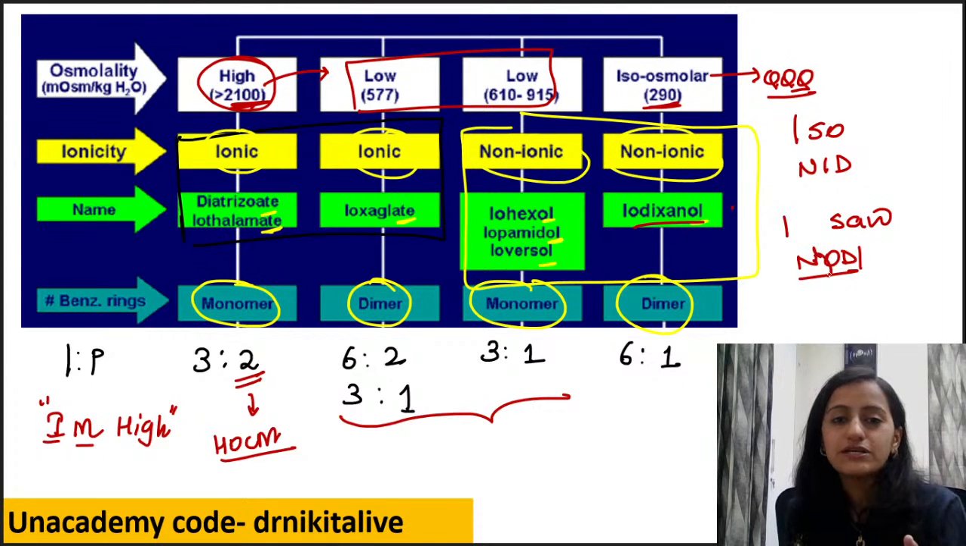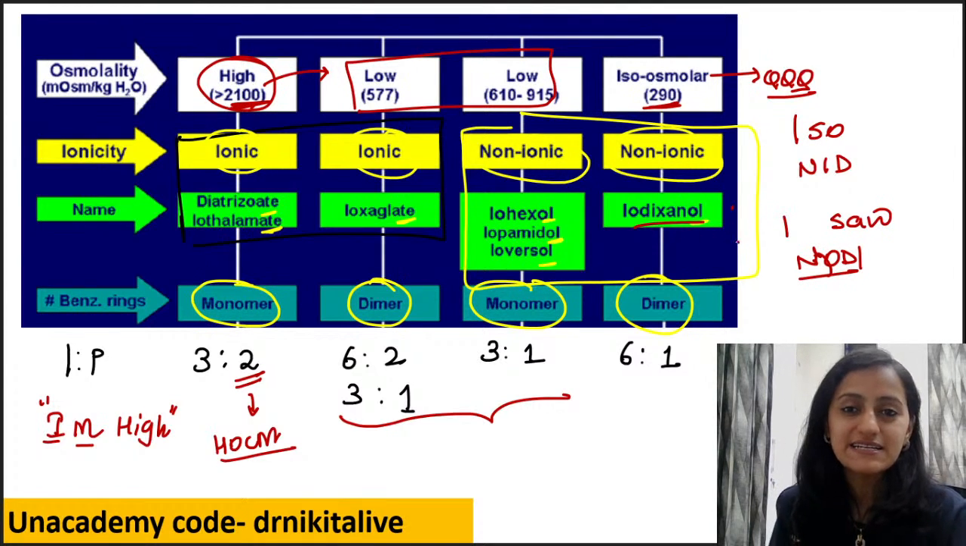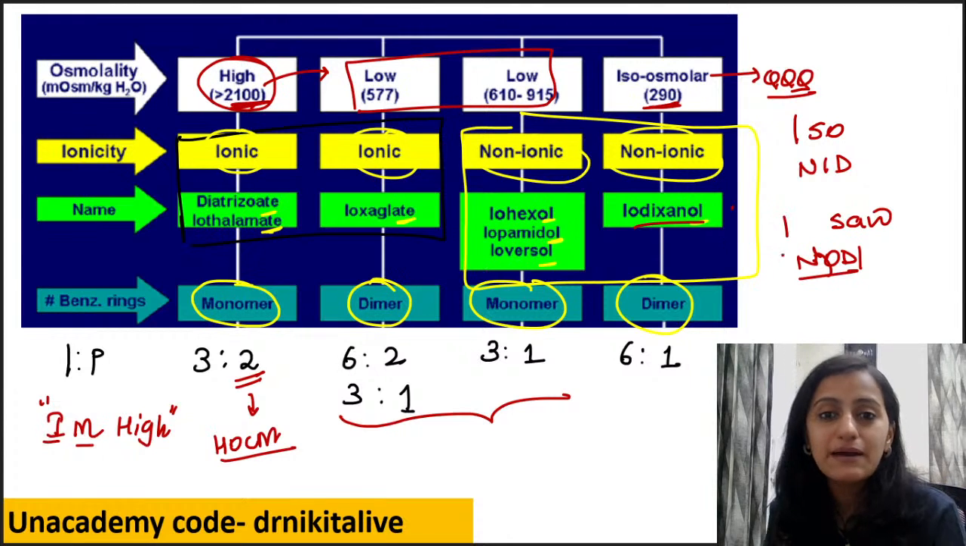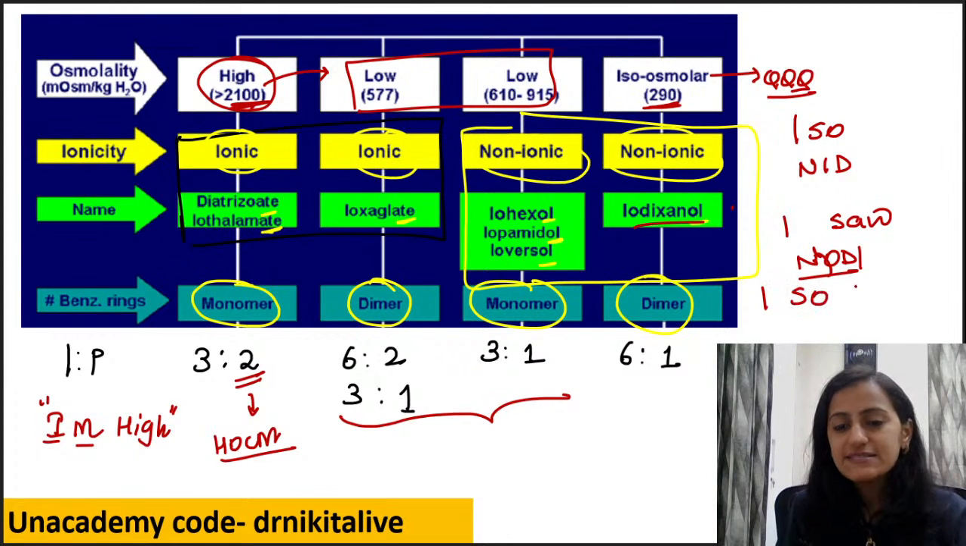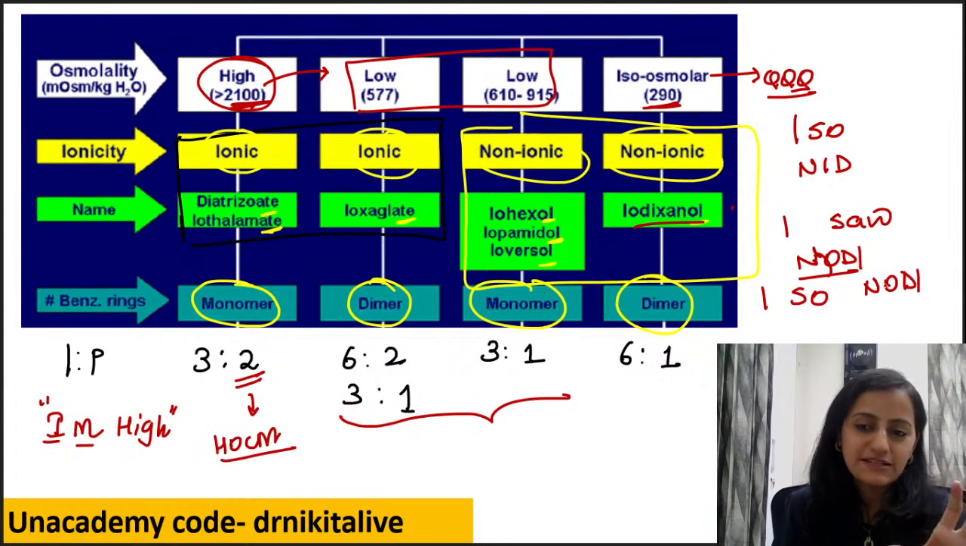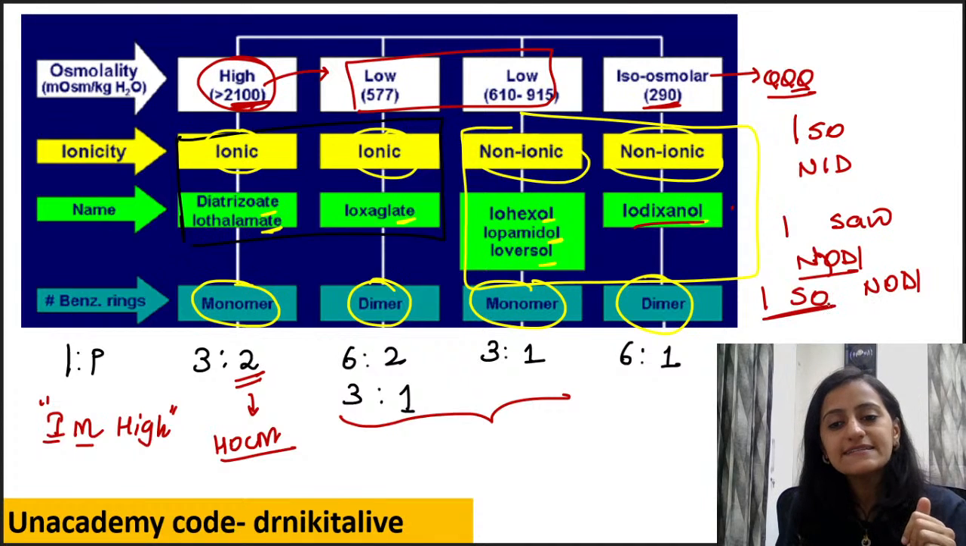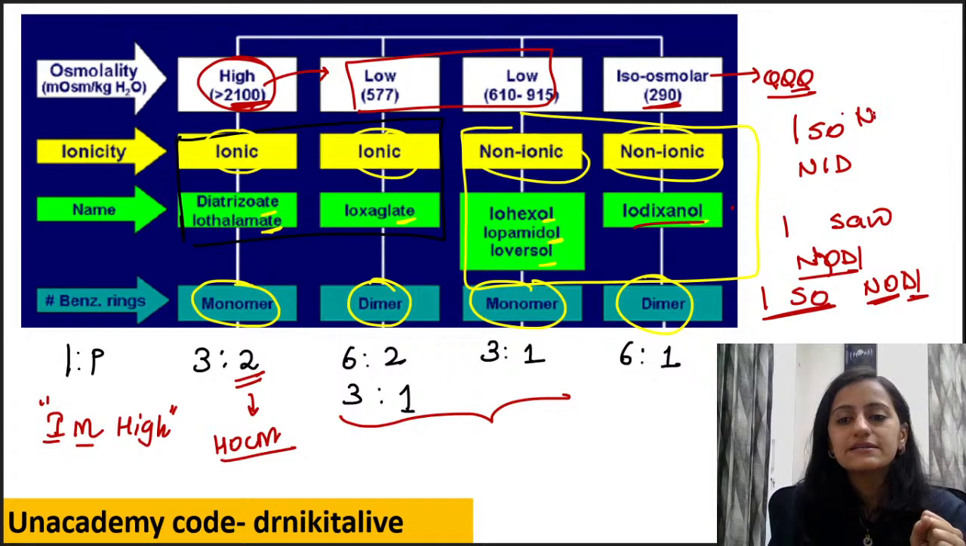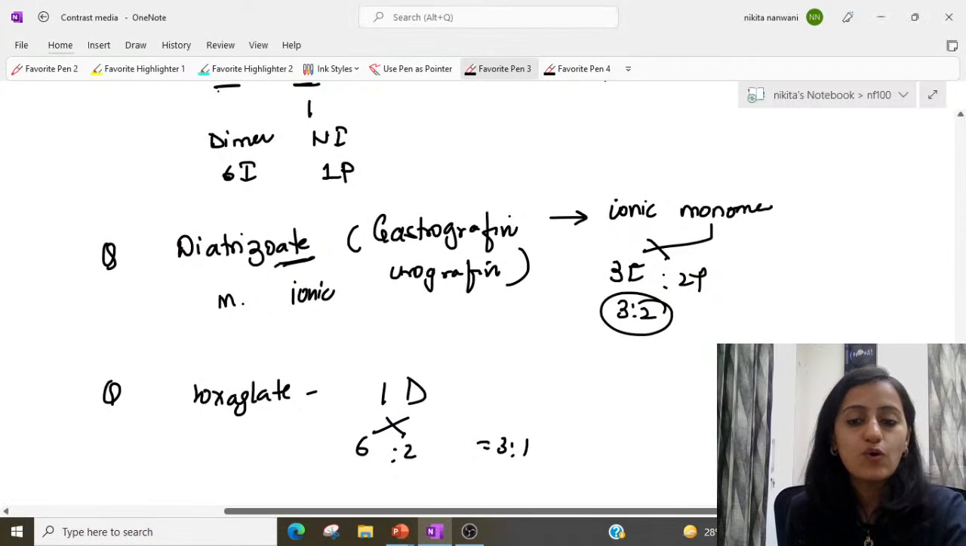"No D," that is Modi. Imagine you are getting a sight, getting to see PM Modi. So that is "I saw Nodi," that is actually "Modi." Iso-osmolar is non-ionic dimer. Okay, it is non-ionic dimer, which is your iso-osmolar.